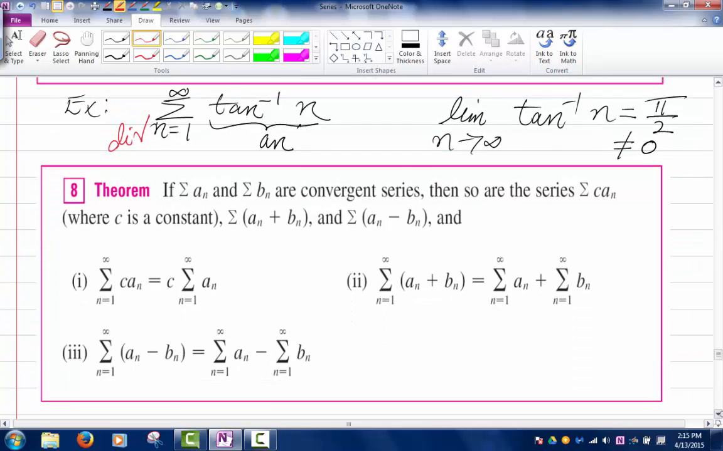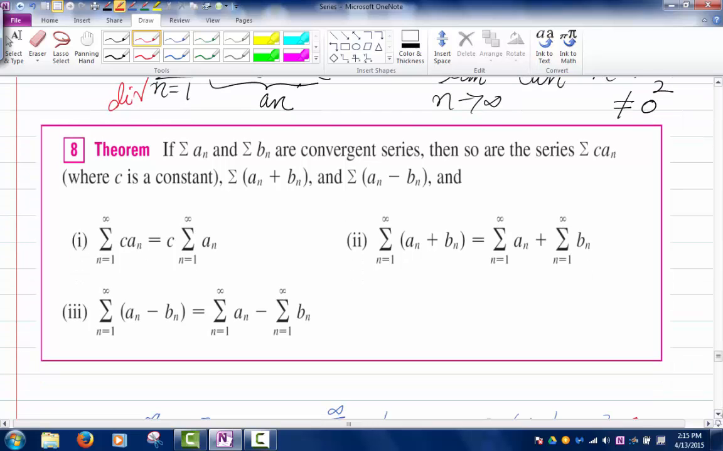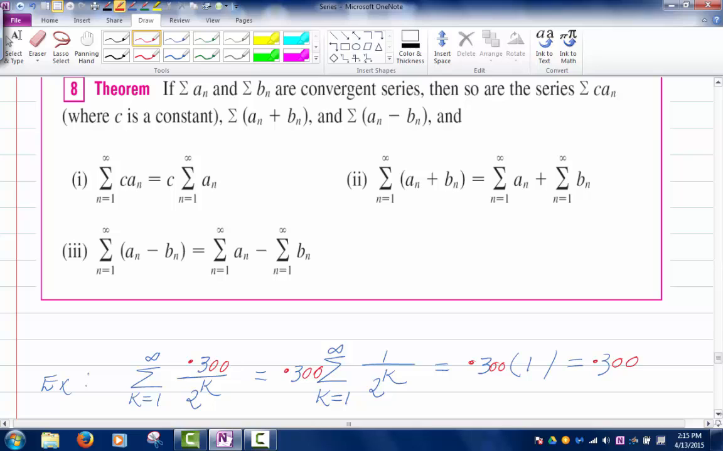All right, you're going to hear me say that many, many times, okay? Because I hate to see that mistake in the exams. Here are the algebraic properties for convergent series.